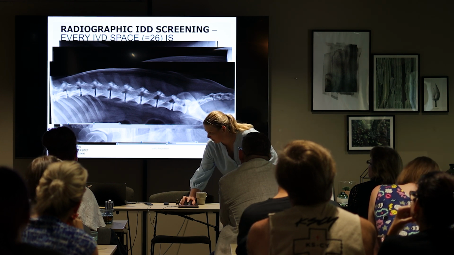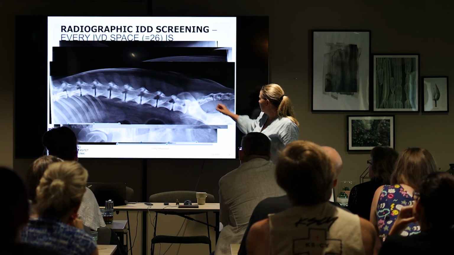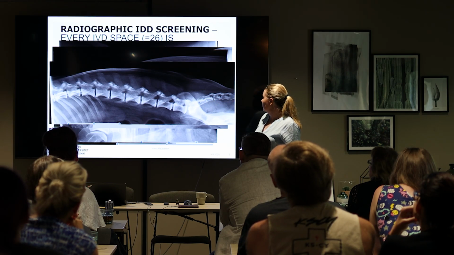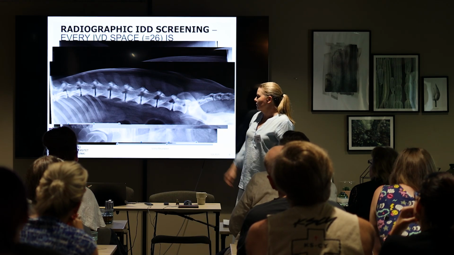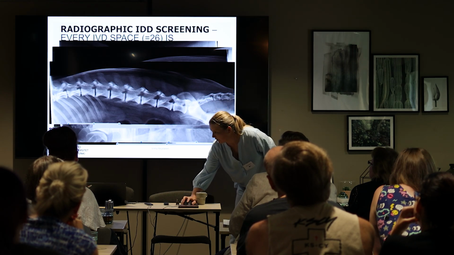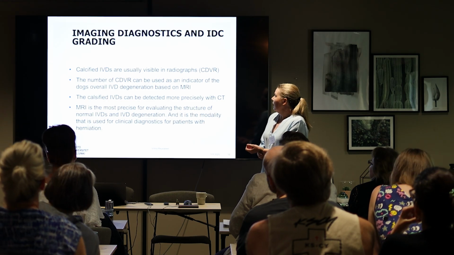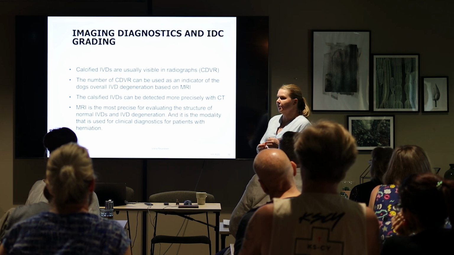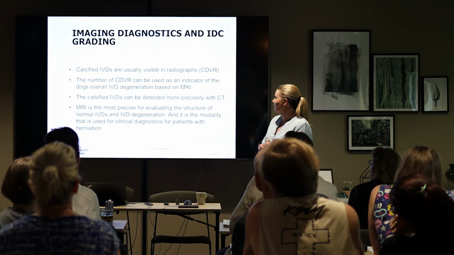And then we count every calcified IVD. I think this dog also has some small ones in the tail, but we don't count them caudally from the sacrum. We count them from the second cervical vertebra to the sacrum, and that gives the amount of calcifications in the dog. When these discs are degenerated and calcified, then we usually see them in the radiographs.